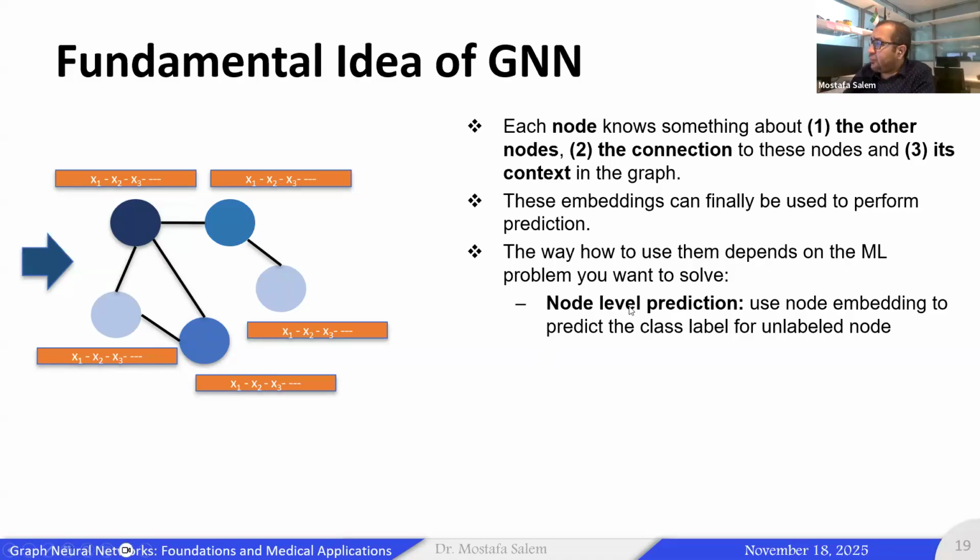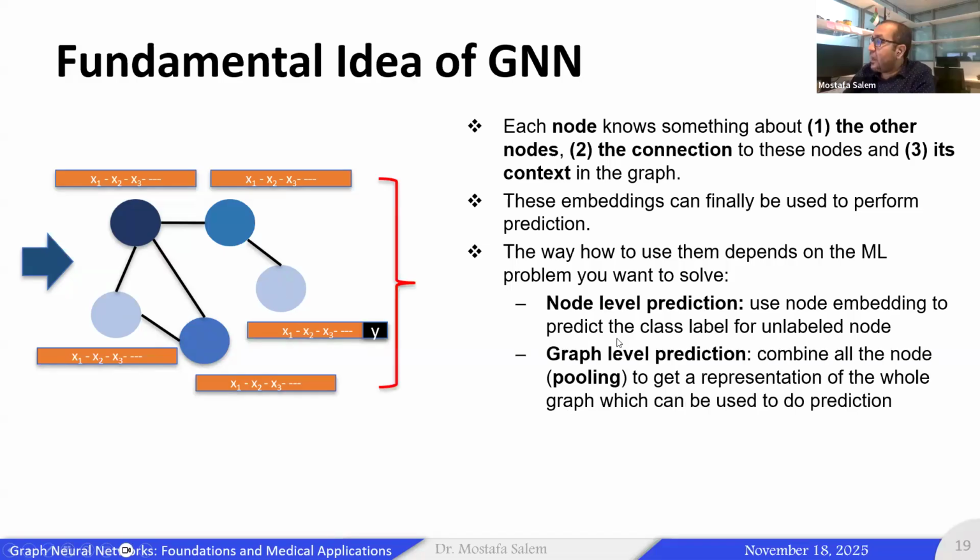So if I want to do node level prediction, I will use node embeddings to predict the class label for unlabeled nodes. I will pass these embeddings to a classifier, and I will predict the label only for this node, using only these embeddings. If I want to do graph level prediction, I have to convert all these embeddings to just one embedding and use it to classify or regress information about the entire graph.